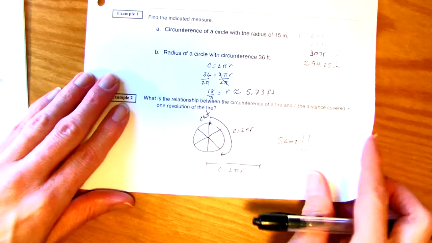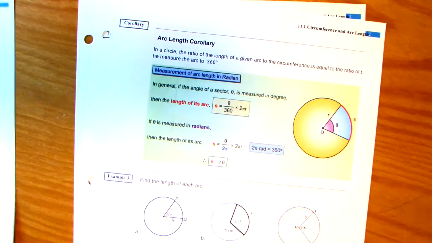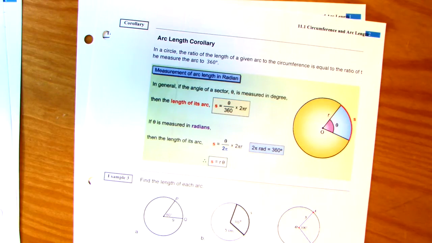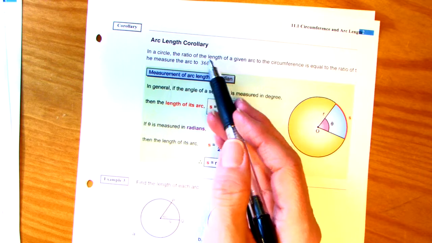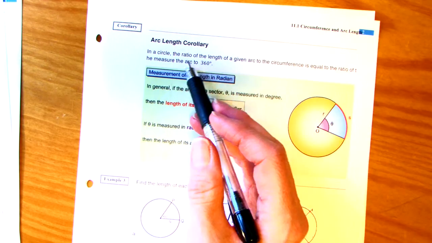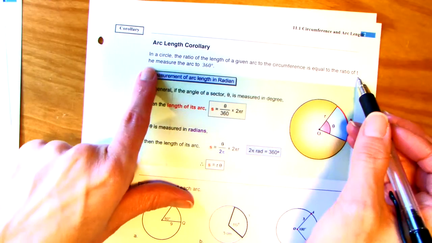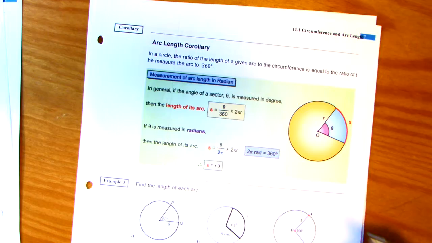All right, next page. Ooh, color. It's pretty. Of course, yours comes out in black and white. Sorry about that. All right, arc length corollary. In a circle, the ratio of the length of a given arc to the circumference is equal to the ratio of the measure of the arc to 360.